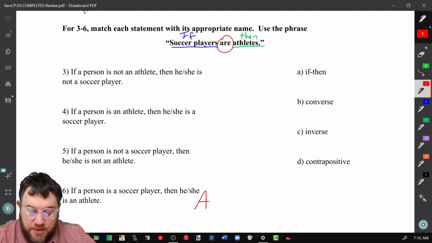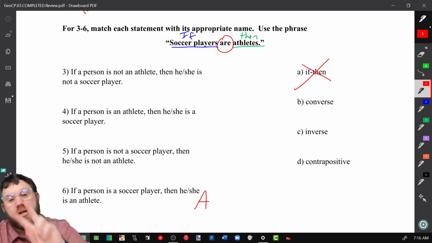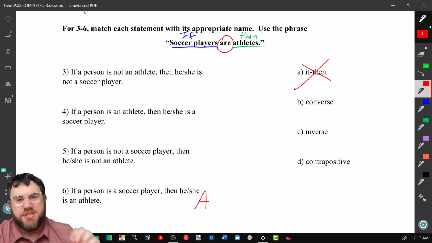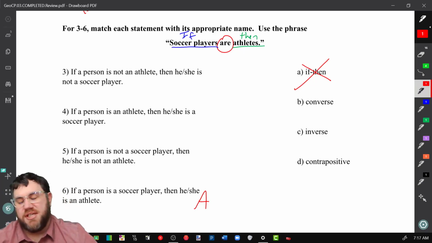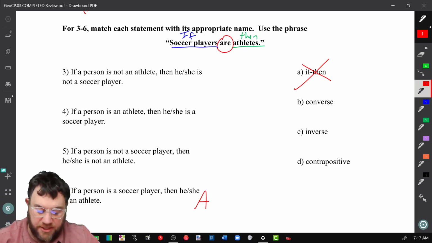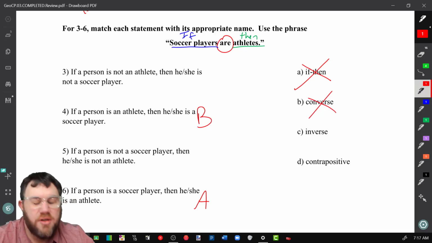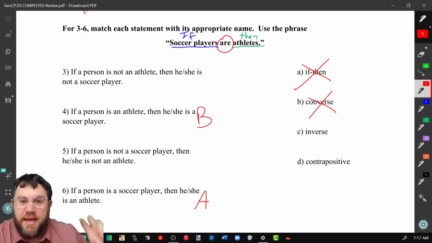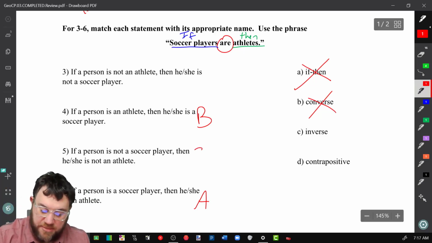So that takes care of this one. Our converse, remember, converse switches them around. So not if a person is a soccer player, but if a person is an athlete; we switch soccer player and athlete. So which one of these says, if a person is an athlete, then he or she's a soccer player? That would be this one, number four. So that's B. For inverse, remember we go back to the original statement and negate it. So we originally had if a person is a soccer player. So now we'll have if a person is not a soccer player. And that's going to be five.